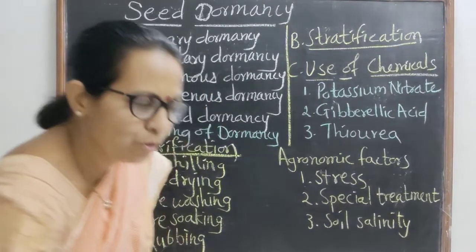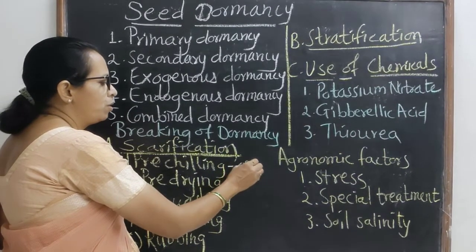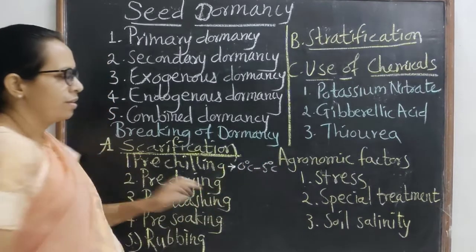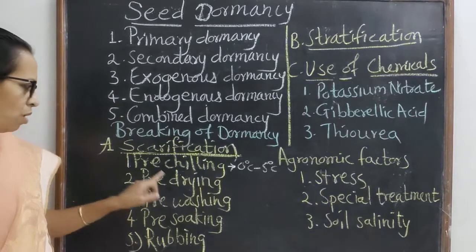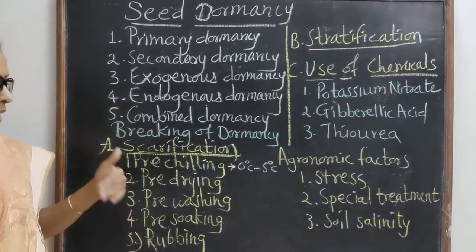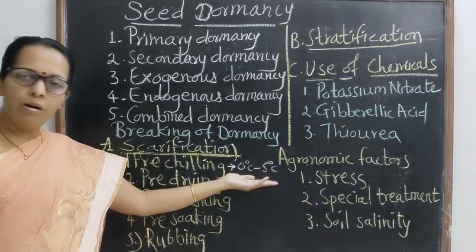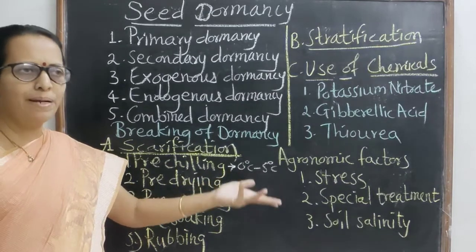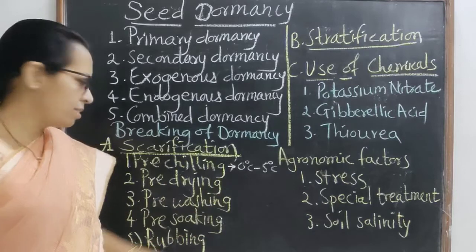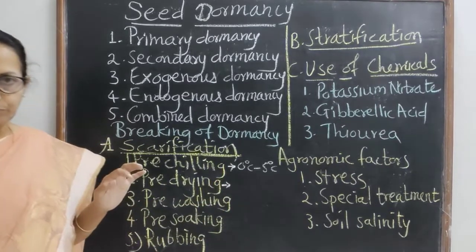That range is what I said, that is 0 to 5 degrees is the range of pre-chilling treatment to the seeds, so that after that they can germinate. The duration of this temperature treatment depends again on different types of seeds. It varies. Second, that is pre-drying.